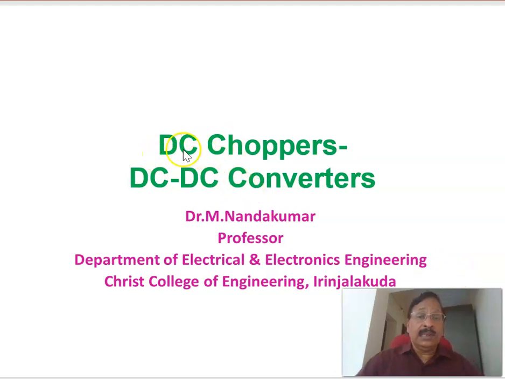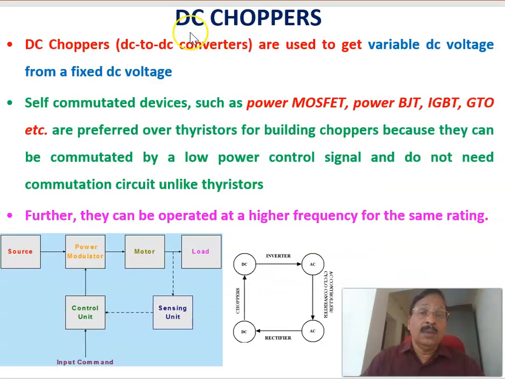In this presentation, I'll be explaining DC choppers, also called DC to DC converters. Let us see DC choppers. DC choppers are DC to DC converters that are used to get a variable DC output voltage from a fixed DC input voltage. Therefore, that is called a DC chopper or DC to DC converter.